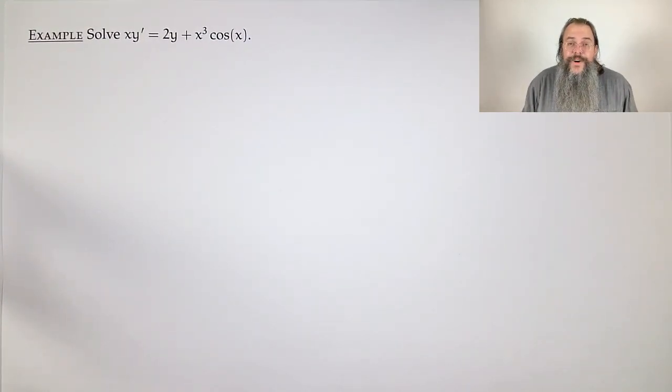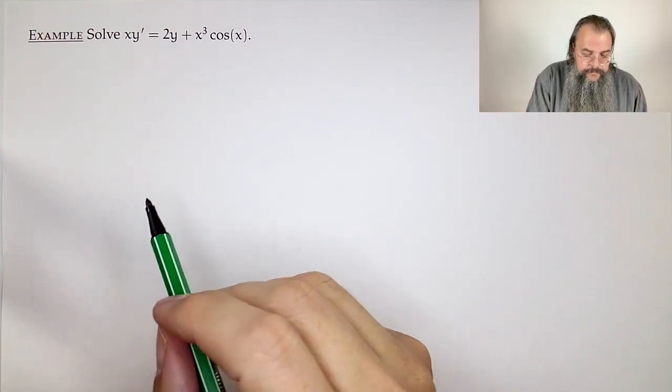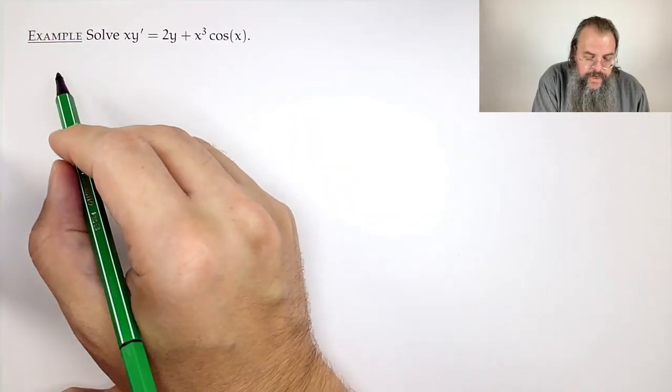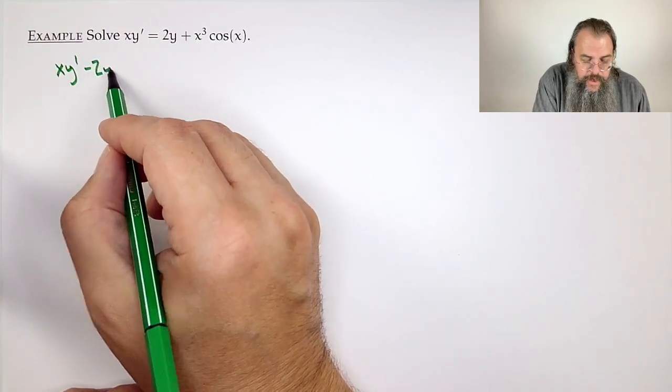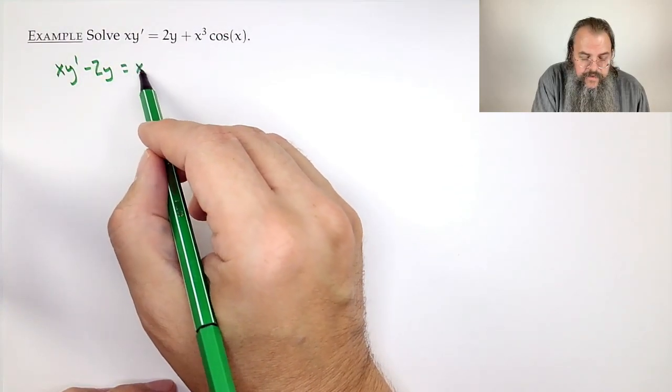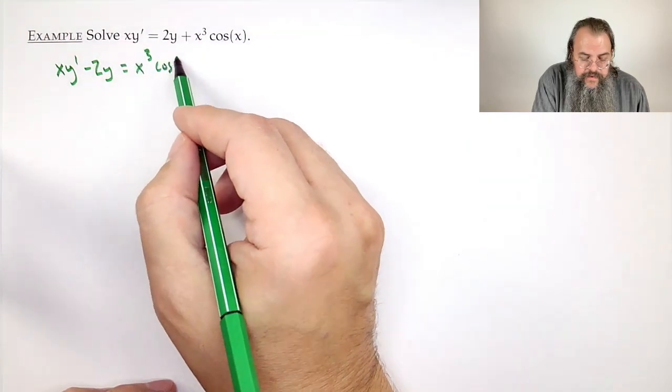All right. Solve x y prime equals 2y plus x cubed cosine x. Okay, great. We should be able to do that. That looks pretty straightforward. So we say, okay, let's work our process. First thing is we need to move things around. And all right, so in this case, we can move the 2y across. So x y prime, subtract 2y should equal x cubed cosine of x.